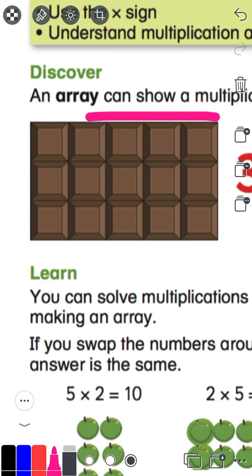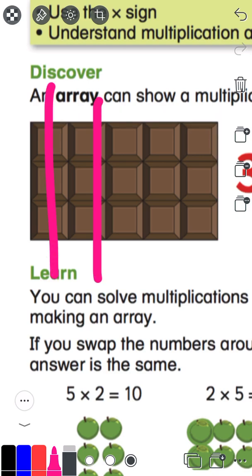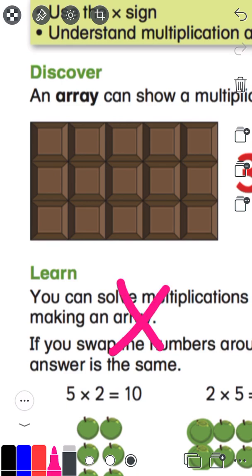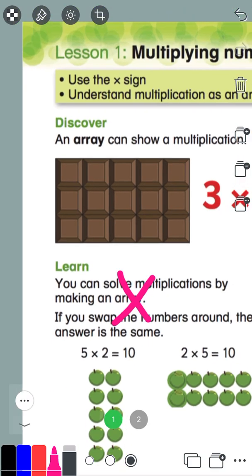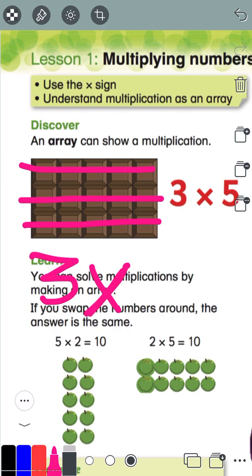Now, this chocolate is called an array because it has columns and rows. In multiplication, we write the number of rows first, then use the multiplication sign, which we call times, or it's like an X, but we call it multiplied by, or we say times. So now count the number of rows. 1, 2, 3. Write 3. Then the multiplication sign, which is times. 3 times. Now the number of columns.